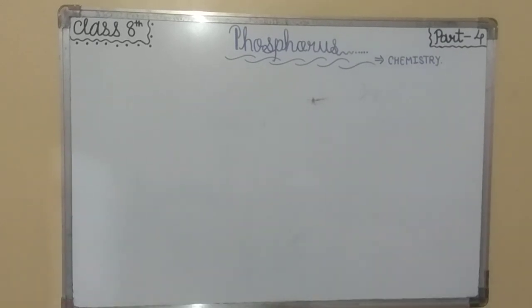So let's start. In the previous part we learned about many things, like the flow chart for the manufacture of phosphorus by the electrical process, then purification, then physical properties and chemical properties. Now we will start with allotropic forms of phosphorus.